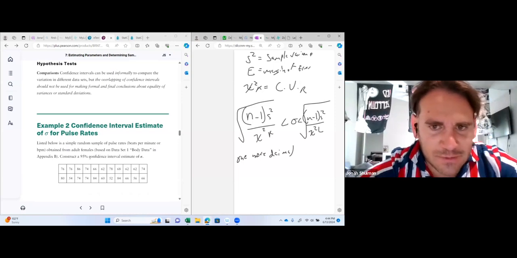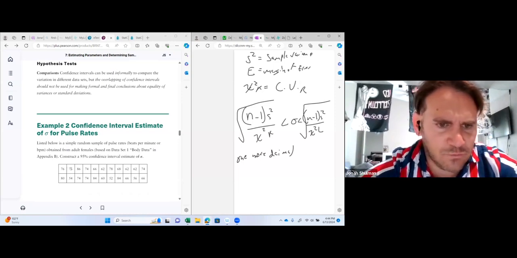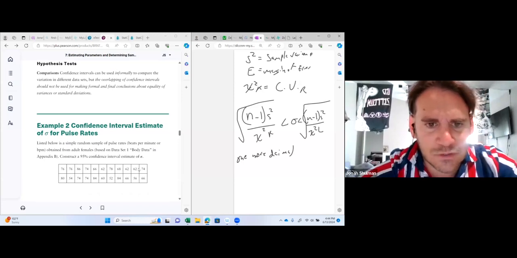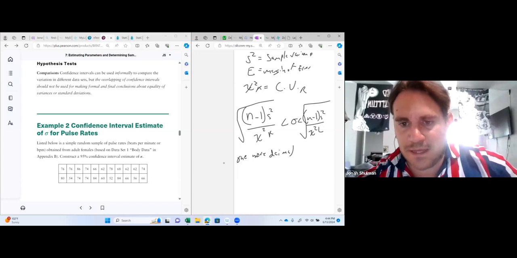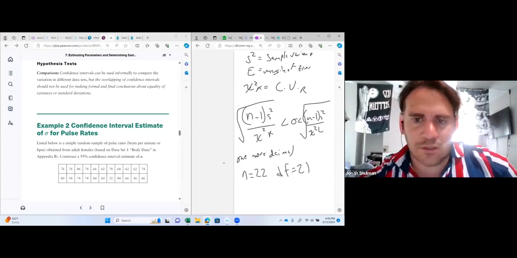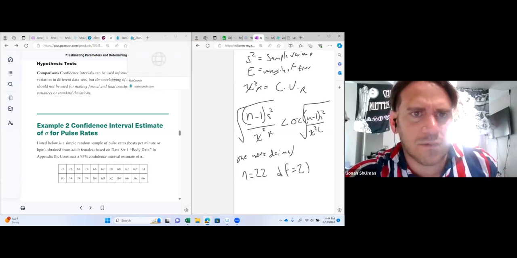So we want a 95% confidence interval for this one. We need to know how many degrees of freedom. So ready? 2, 4, 6, 8, 10, 12, 14, 16, 18, 20, 22. So if my n for this one is 22, this means my degrees of freedom is 21. So let's get our 2 chi-squareds.